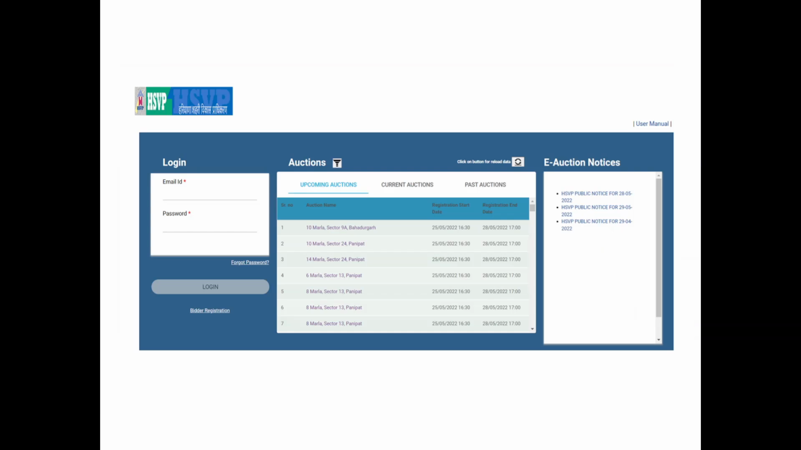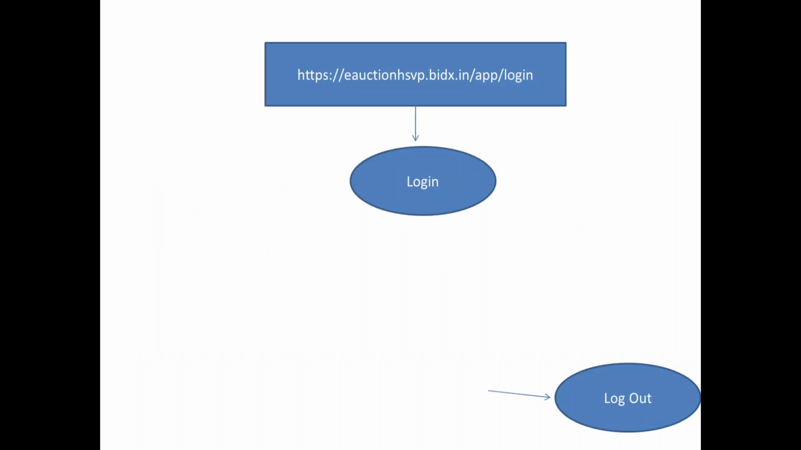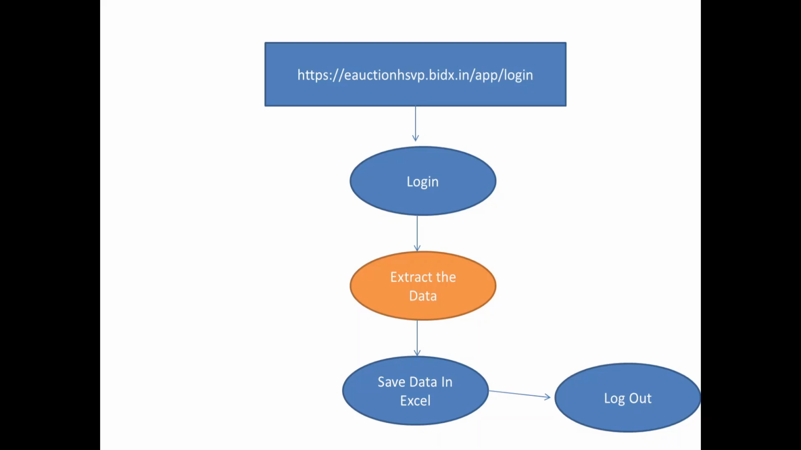This is the portal which we want to automate. The first task is to log into this particular portal. The second task is to extract the data from this portal. Once we extract the data, we want to save this data into Excel, then log out. These are the 4 simple steps we want to perform with our bot.